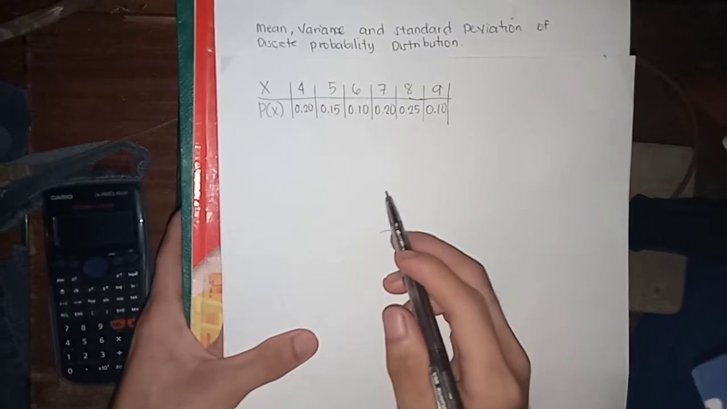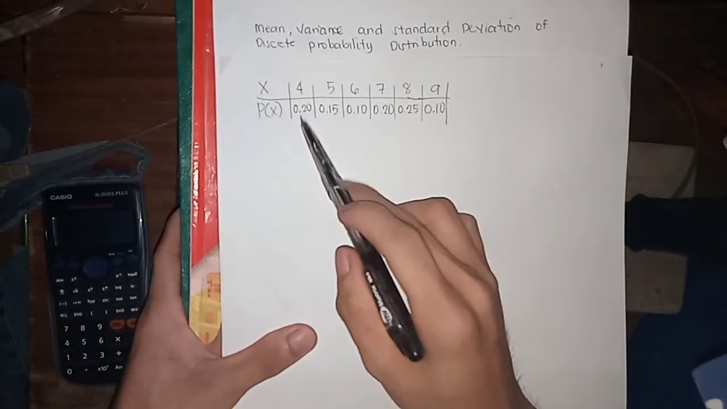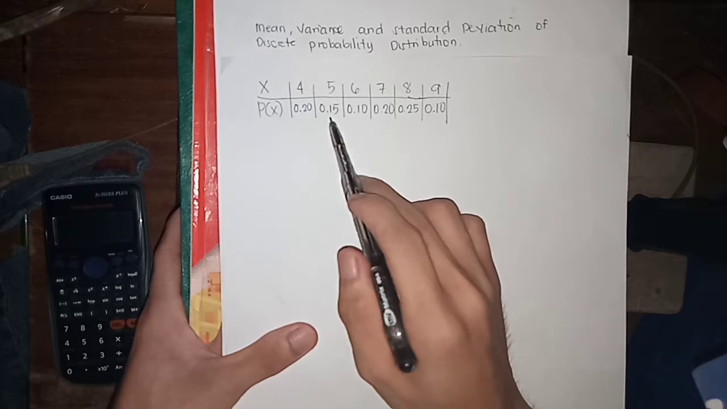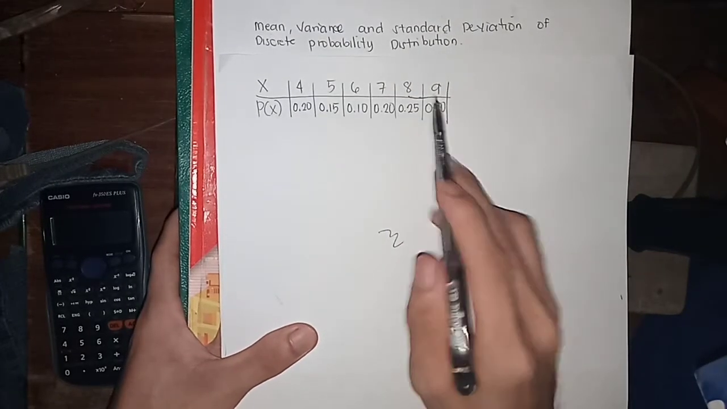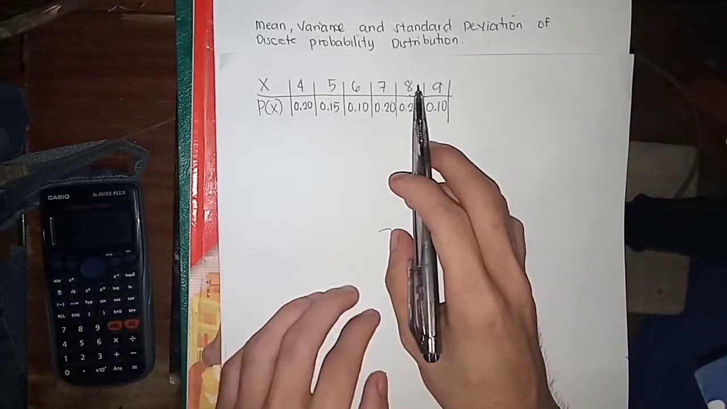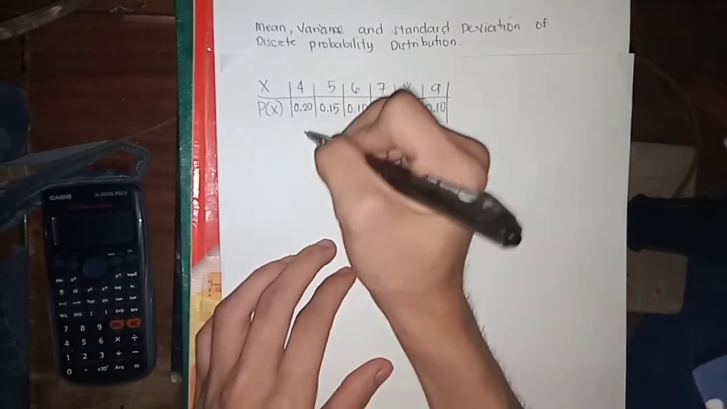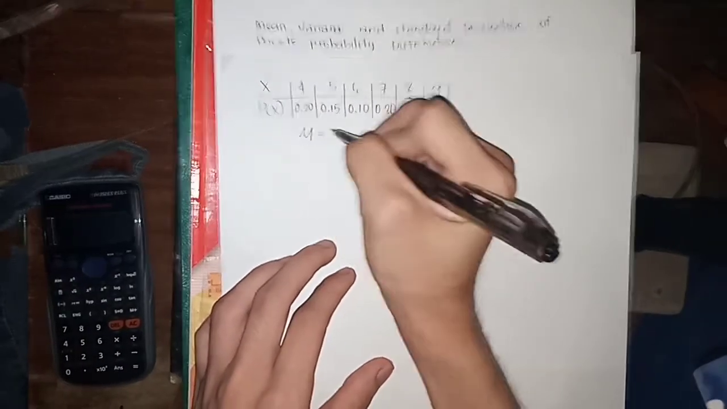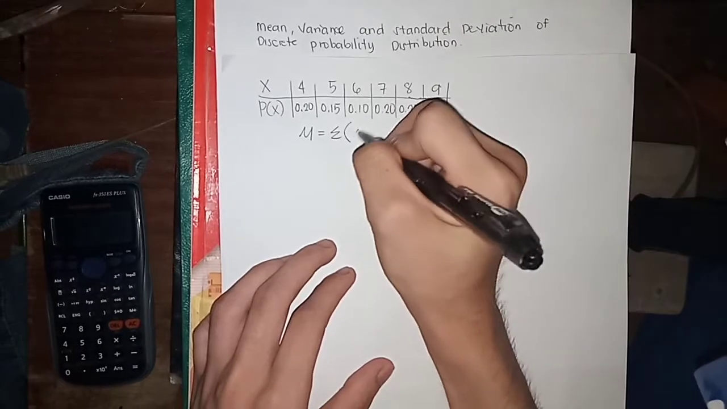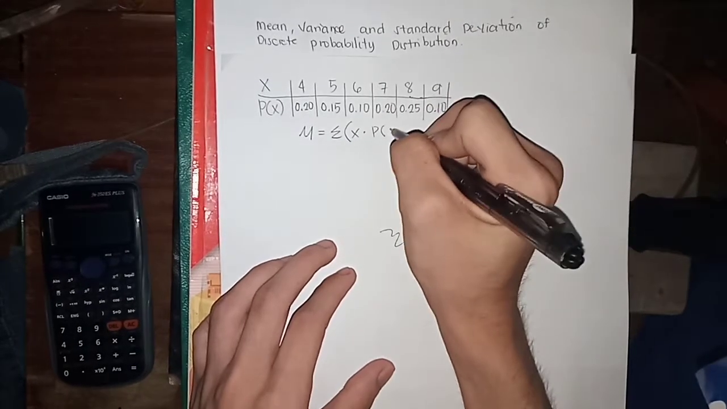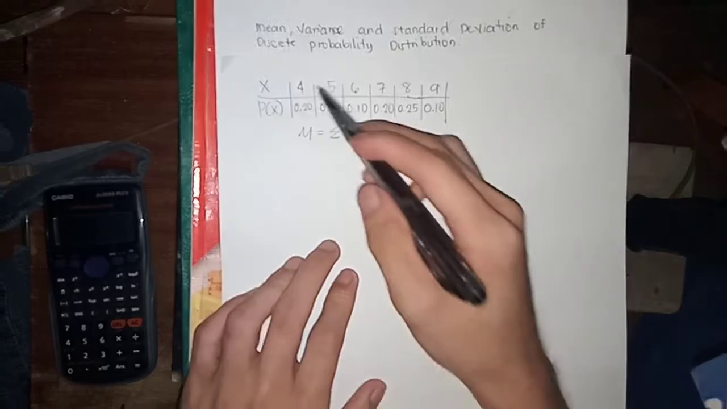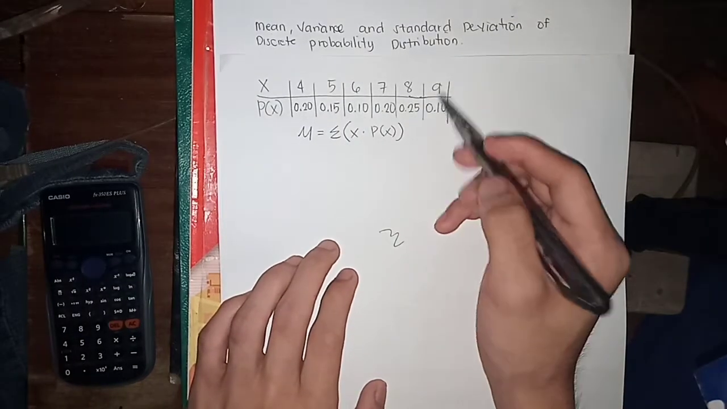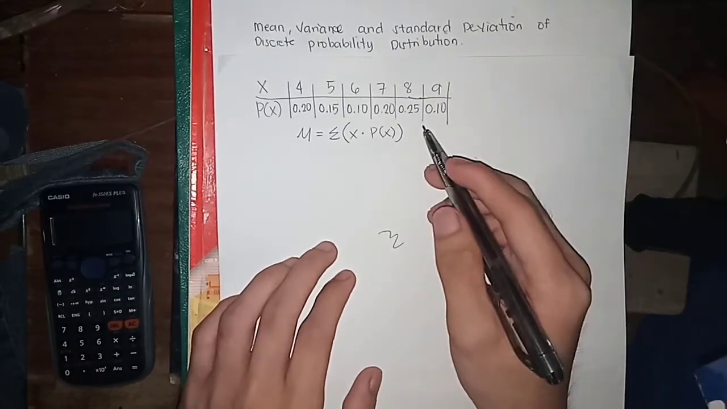Let's have the probability distribution. 4, 5, 6, 7, 8, 9. The probability of each outcome is 0.20, 0.15, 0.10, 0.20, 0.25, 0.10 respectively. Now, first step, kunin muna natin yung ating mean. So, mean, that is equal to the summation of x times p of x. Ang gagawin lang natin, imumultiply lang natin isa-isa, and then, i-add natin yung kanilang product.